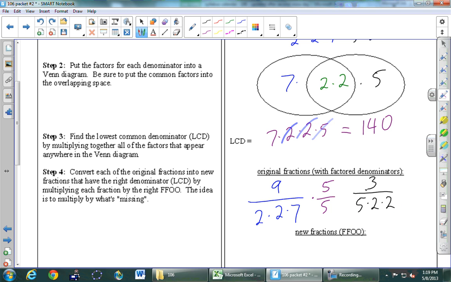I'll put it in purple. I need to multiply down there by 7. It's a completely separate thing. Maybe I'll put a big line in the middle just to really separate them. What goes in the top here? 7.